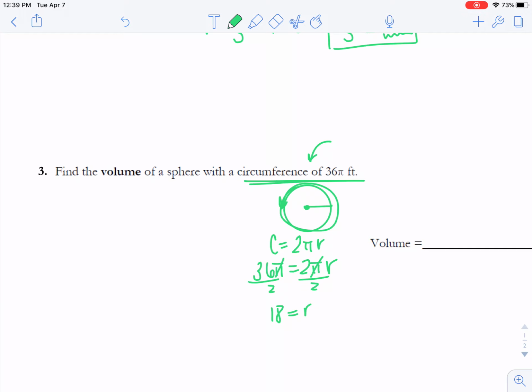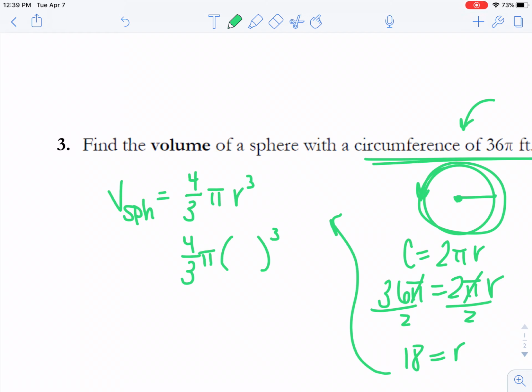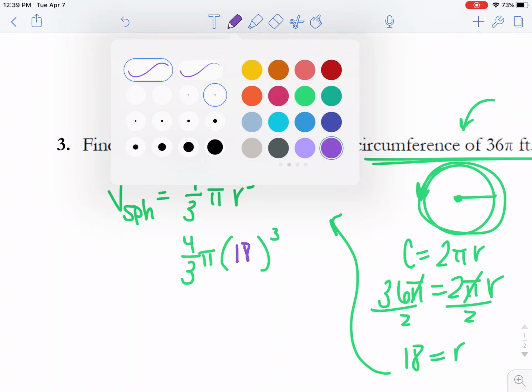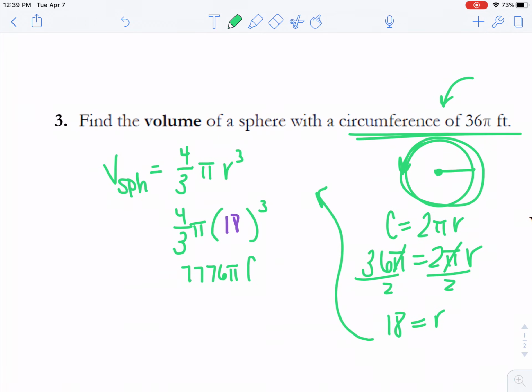Once you know what the radius is, then you can go ahead and calculate the volume of this sphere. Remember, the volume of a sphere is 4/3 pi r cubed, and all we're going to do is plug in the radius of 18 into that to figure out what the total volume is. So the radius is 18, and then we can just simplify. So 18 cubed times 4 divided by 3 gives us 7,776 pi, and it is cubic feet.